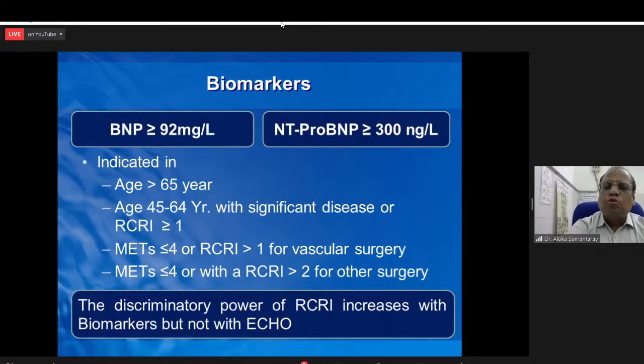The Canadian Society has prescribed this type of biomarker evaluation for almost all categories of patients, all patients above 65 years, and even in the younger age group, if they are having a functional status of less than 4 MET or a revised cardiac risk index of more than one or more than two factors, for all types of surgery except vascular surgery.